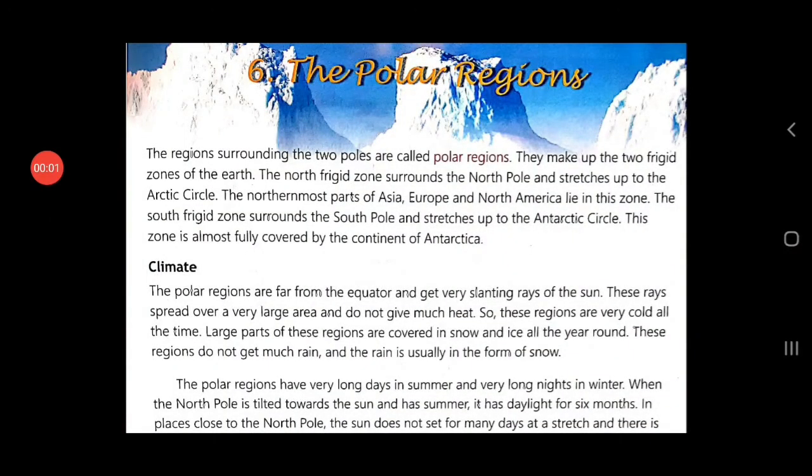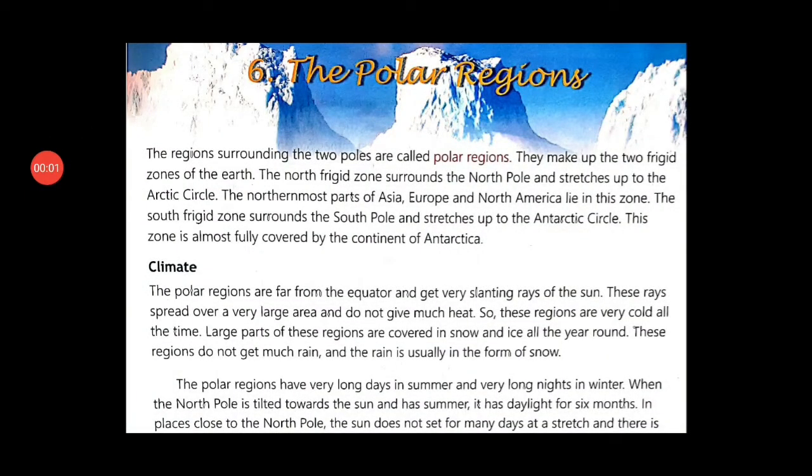Large parts of these regions are covered in snow and ice all the year round. See, what they are telling is, all the year round, throughout the year, most of the part of this region, that means the polar regions, is covered with snow and ice, okay? It is so cold over here.